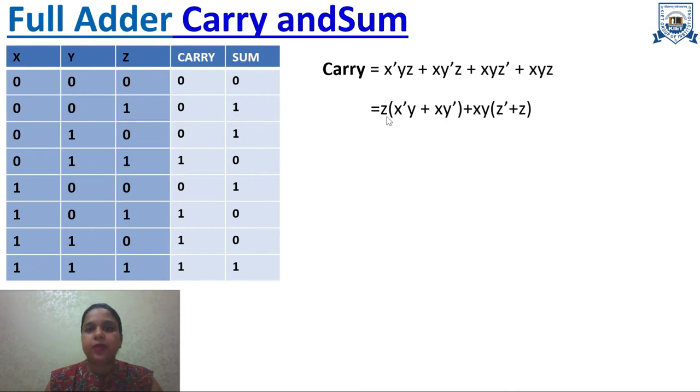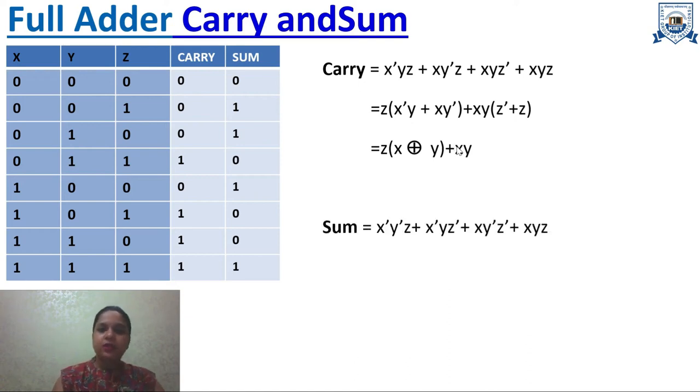And coming here, observe this x bar y plus xy bar. This can simply be written as x XOR y. So the reduced Boolean expression will be z dot x XOR y plus xy. So this will be the expression for the carry. Let's see the Boolean expression for the sum.